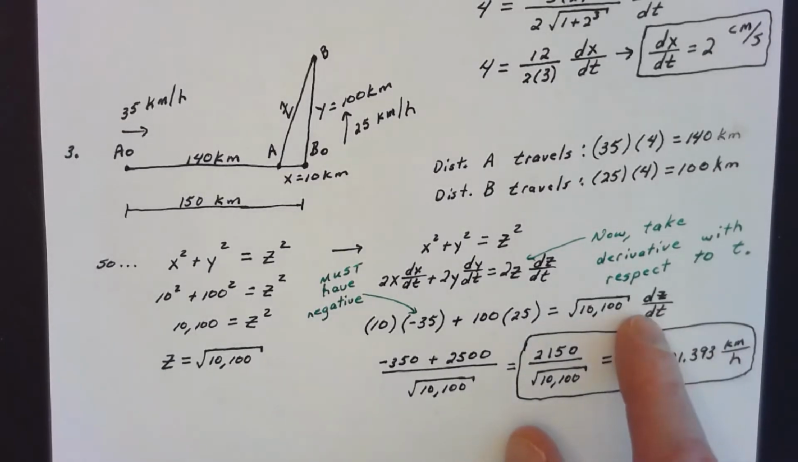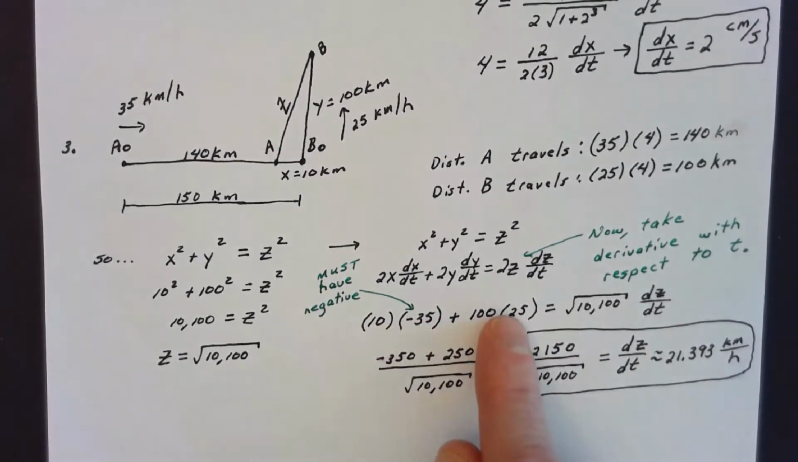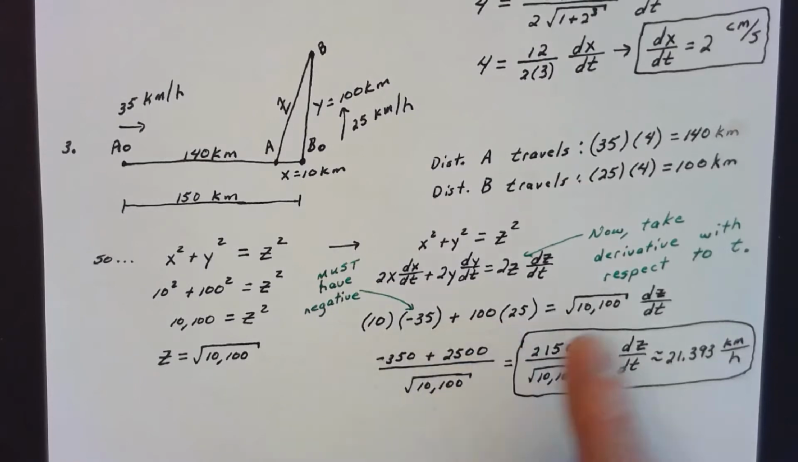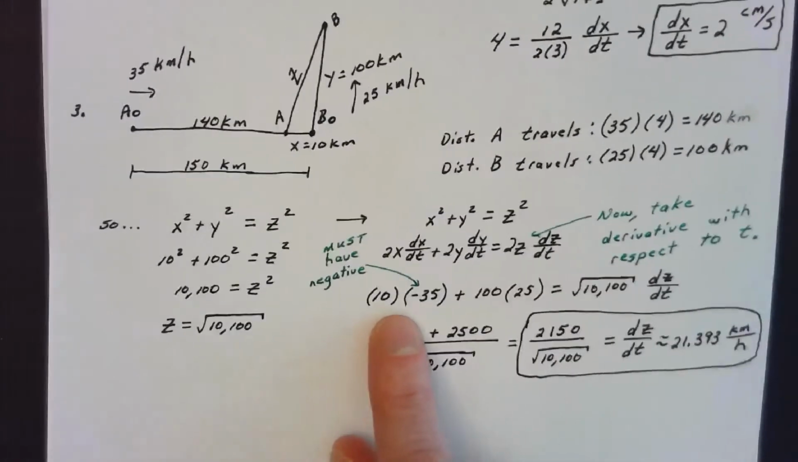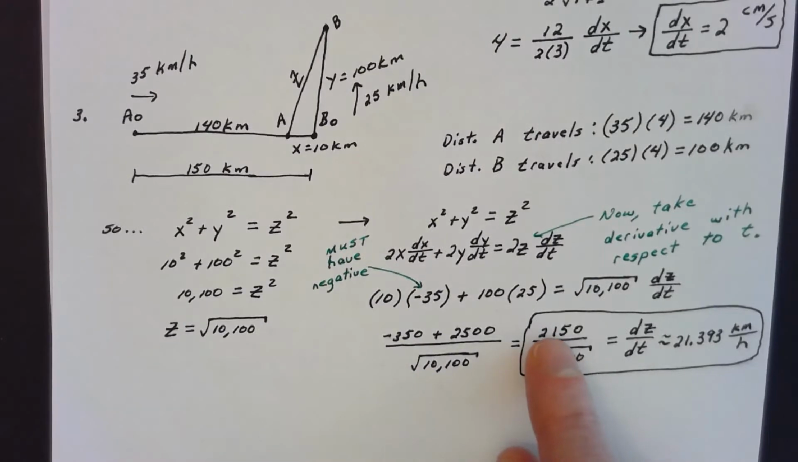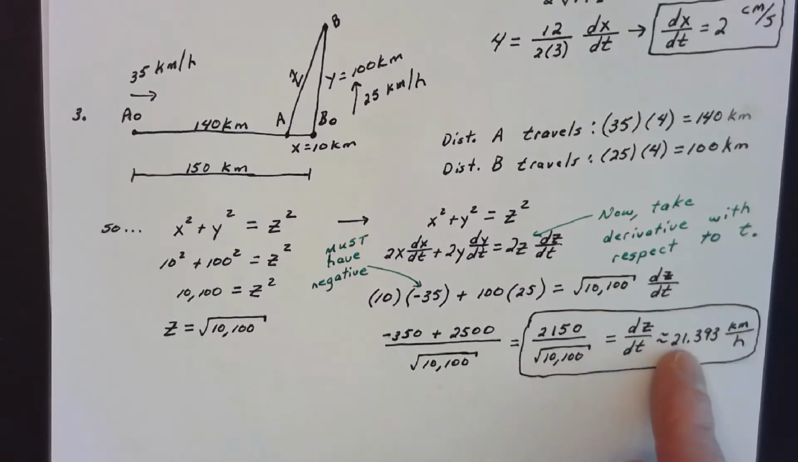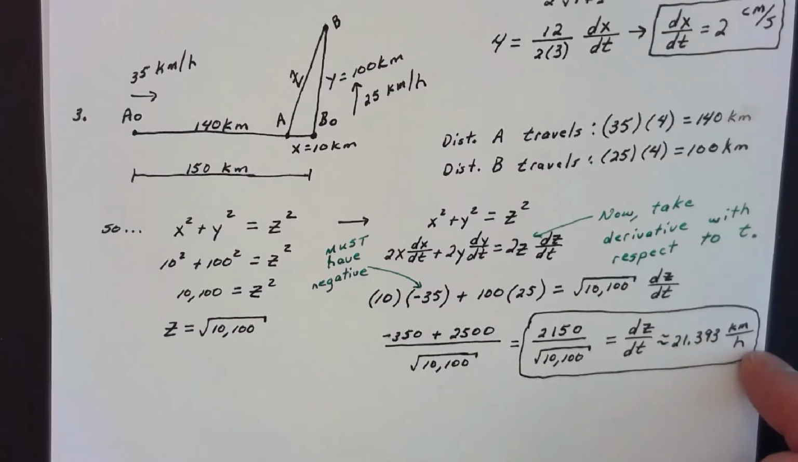So now I can say, dz/dt is just going to be negative 350 plus 2,500. I'll divide by the square root of 10,100 on both sides. My numerator simplifies to 2150 over that root. I can say that's my exact answer for dz/dt. I plugged that into a calculator and got approximately 21.393. And then you'll always need to put units by your final answer. This is in kilometers per hour.